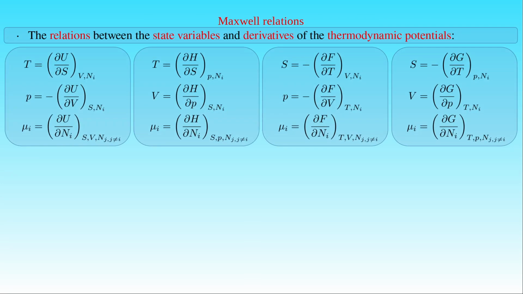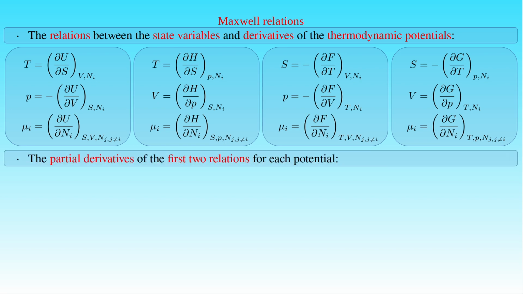Let us consider the four groups of equations describing the relations between state variables or potentials and the partial derivatives of the potentials again. We use these relations to express the thermodynamic potentials in terms of the entropy and the state variables in the Euler integrals. We will now use these four groups of equations to derive Maxwell's thermodynamic relations. In order to obtain these relations, we compute the partial derivatives of the first two equations in each group.